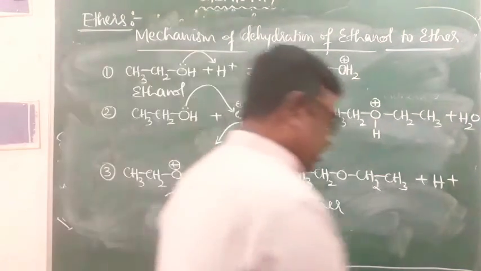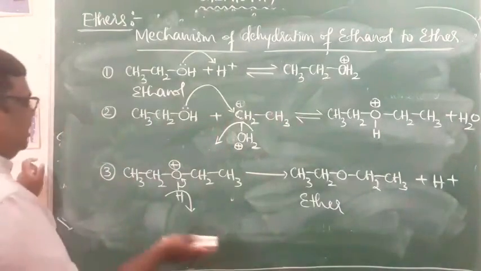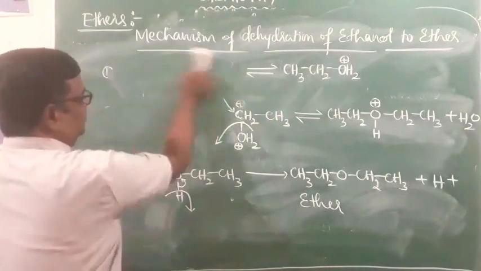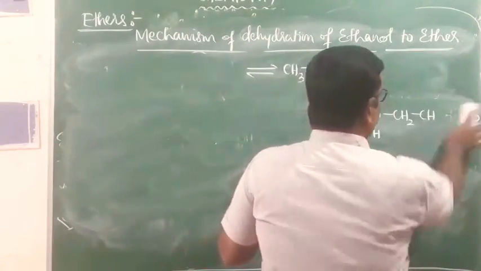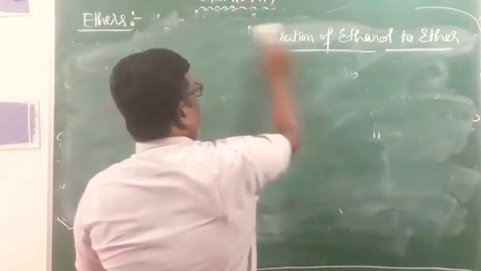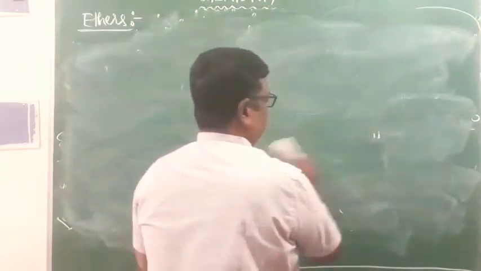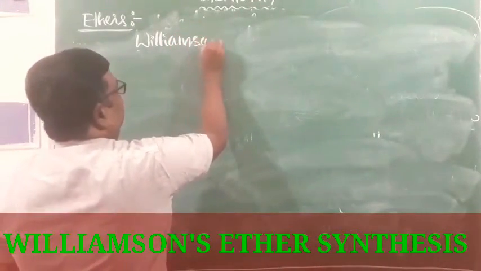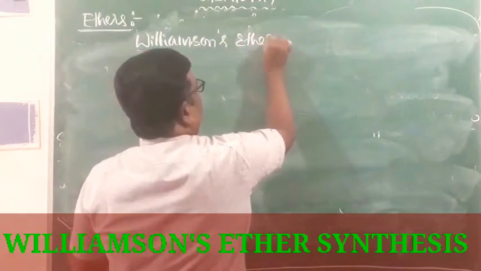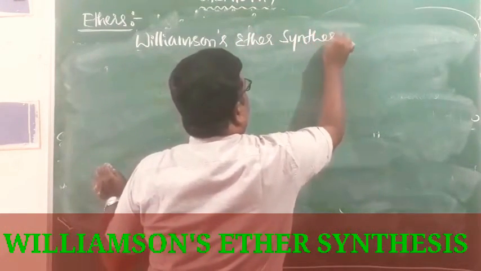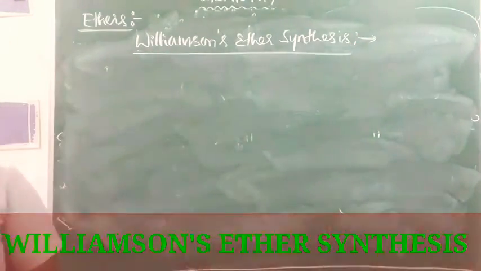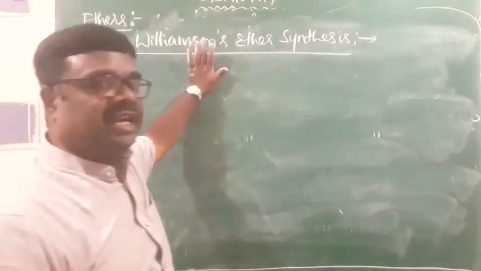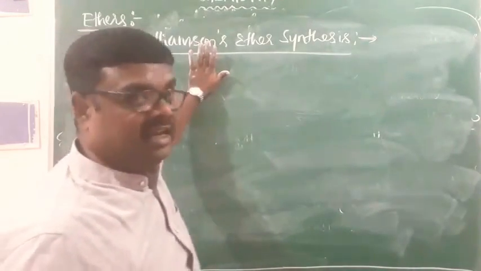And I said, starting from alcohols, you cannot prepare ethers with branched alkyl groups. For that purpose, you should go for one more method, a very useful method for the preparation of ethers, that is Williamson's ether synthesis. It can be used even to prepare ethers with primary, secondary and tertiary alkyl groups, right?